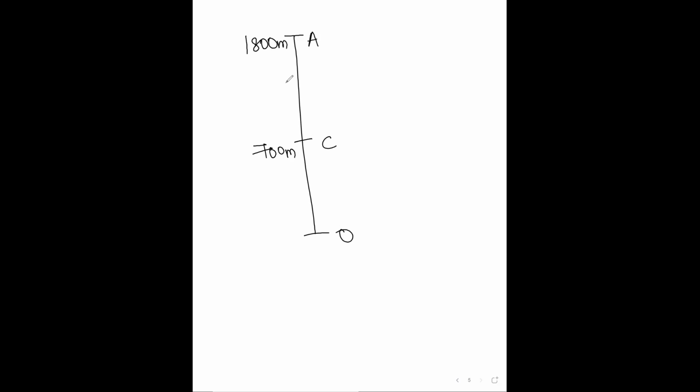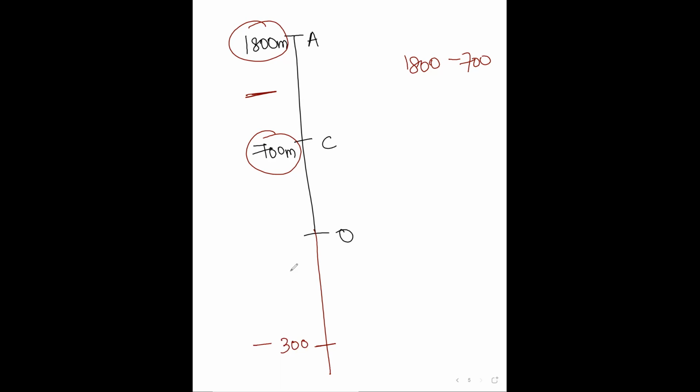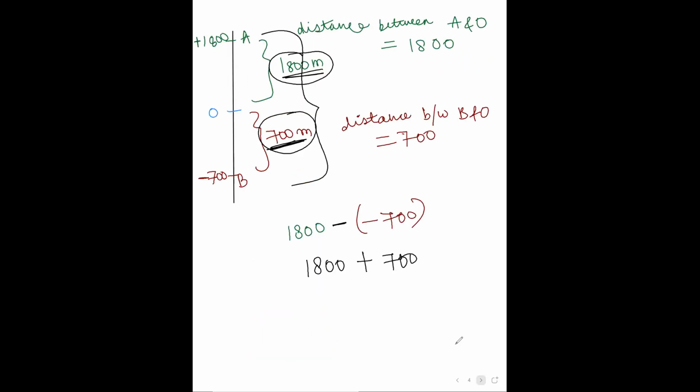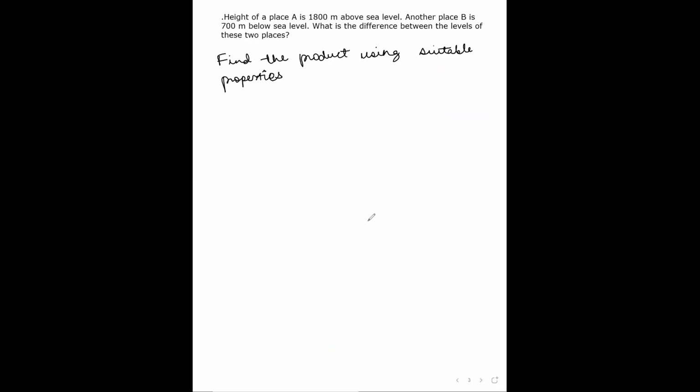Now, if you ask what is the distance between A and C, what will you do? Here you will just simply do 1800 minus 700, because this is 1800 and this is 700 and you are subtracting. But when you have something that is below the sea level, let's say minus 300, then you will do 1800 minus 300. Are you understanding the difference? Yes. Okay, fine. Next question.